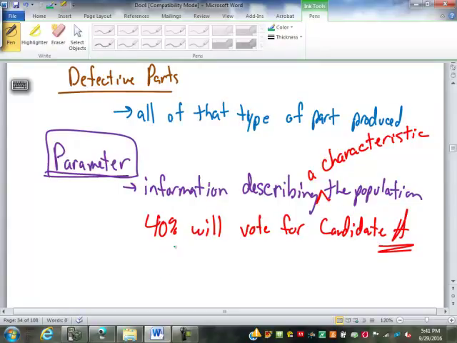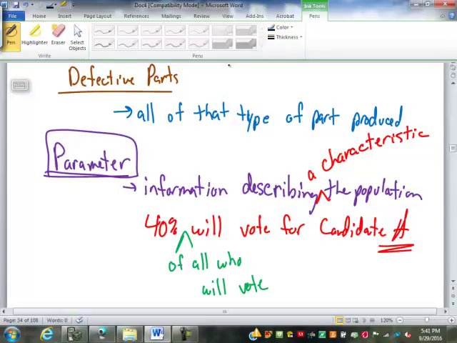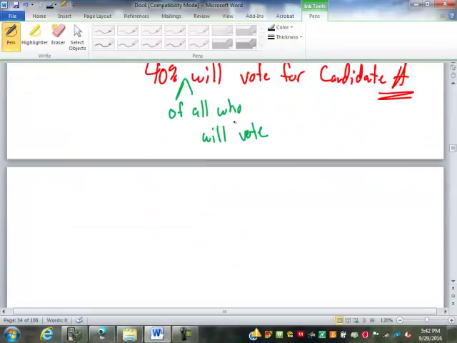Technically, I should probably have said 40% of all voters, or of all who will vote, will vote for candidate A. So we're clarifying that we are talking about all of those in our population of interest. In most cases, we cannot study the population because of a lot of reasons. It's large, hard to get to all of them, financial limitations or whatever. So most of the time, what we study is called a sample.